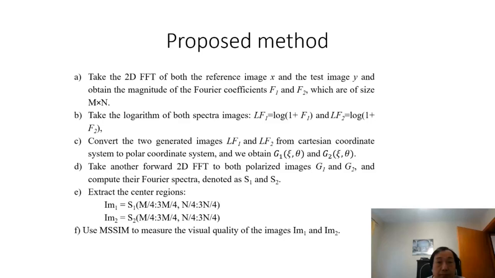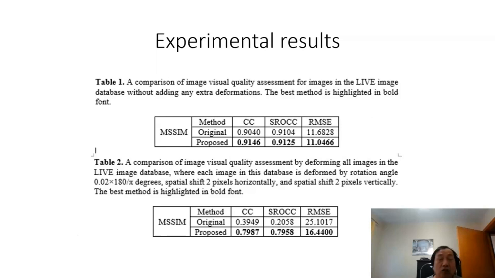In our experiment, we conducted many experiments for this new metric. For the standard metric, even a small rotation or small spatial shift makes the result much lower. However, even when there is no rotation or spatial shift, our method is still better than the existing original method. As you can see from Table 1, our method is better than the standard method.